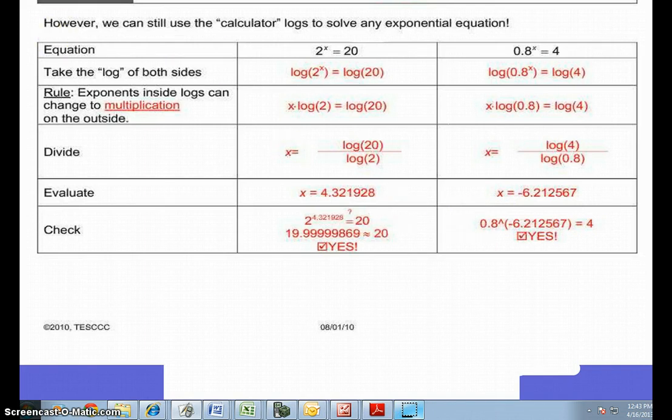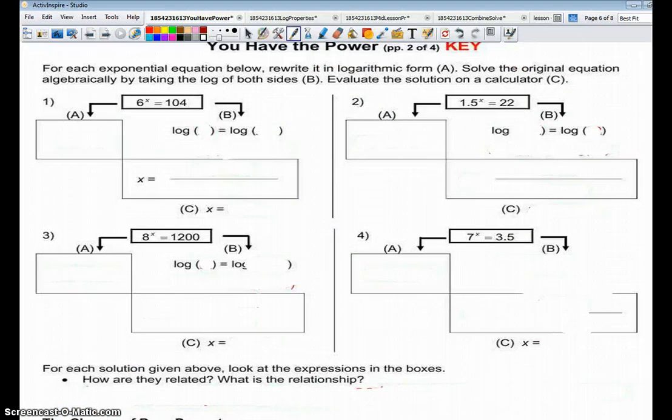Okay, now let's go to the next page. Now we're looking at the next page. For each exponential equation below, I want to rewrite it in logarithmic form, which is step A. Then I want to solve the original equation algebraically by taking the log of both sides, which is B. And then I want to evaluate the solutions on the calculator. So my first step here would be to rewrite it, correct? So that would be log, that's my base. So I know it's going to be log base 6 of 104, my argument, equals x.